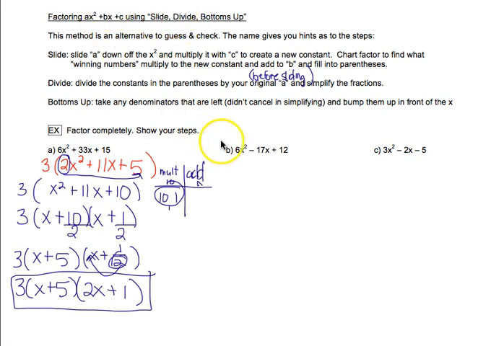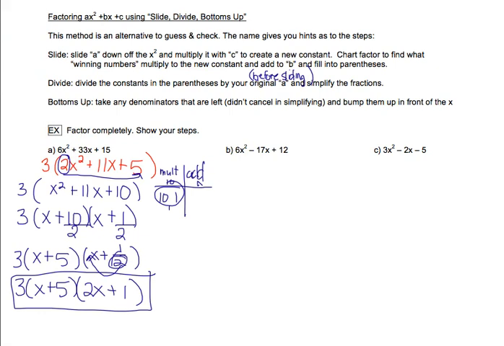All right, let's try another. Looking at B, there is no GCF, 17's prime, so I know there's nothing I can do there. It's not a special product. 12 and 6 aren't perfect squares. So I'm ready to start my slide divide.